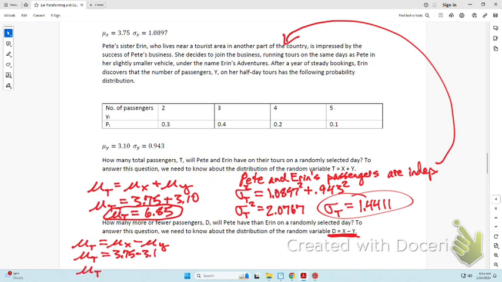So the mean total difference, I shouldn't say t, let's change that to a total difference. I don't know, let's get rid of the t. Very confusing, sorry. Is 0.65. So we take 3.1 away. So on average, Pete is having 0.65 more passengers than Erin.